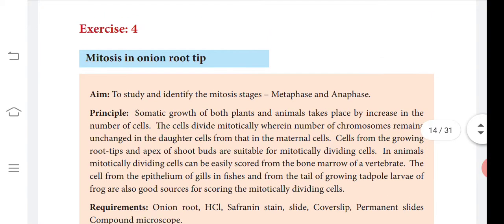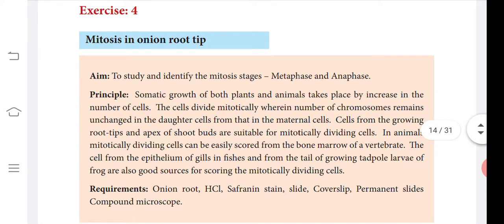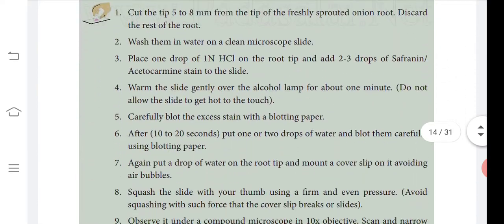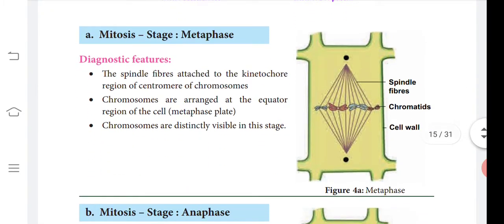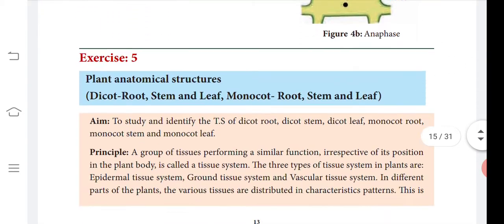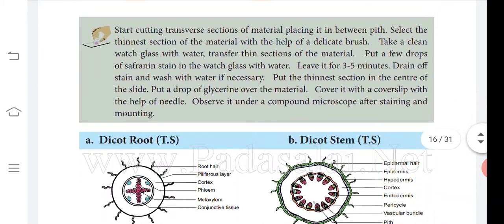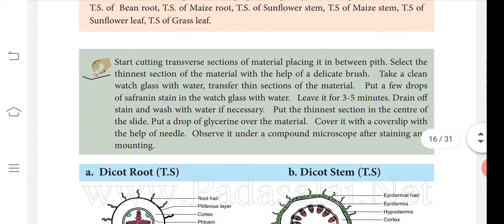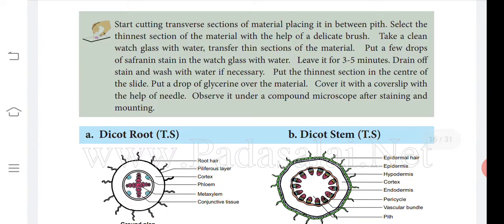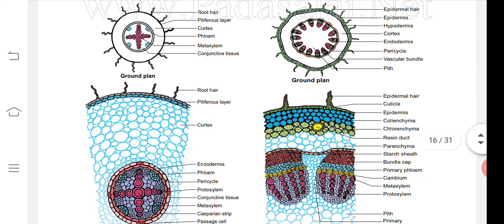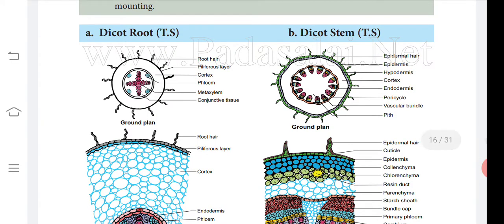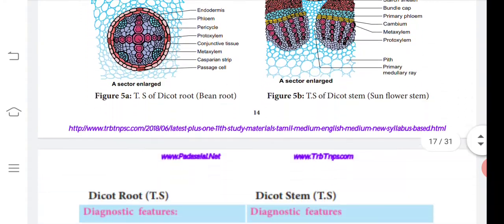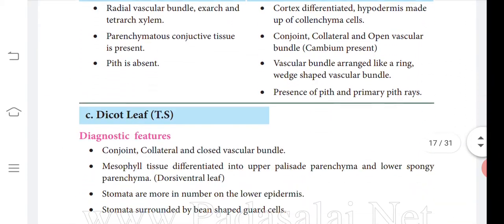So here, mitosis in onion root tip: aim, principle, requirements you have to write. Then on the next page you have to write the mitosis stages. This we will do along with the theory. Whichever is given in the light gray color box, you need not write. Follow? Then TS of dicot root in one page, and you should write notes. Dicot stem on another page, and you should write notes.